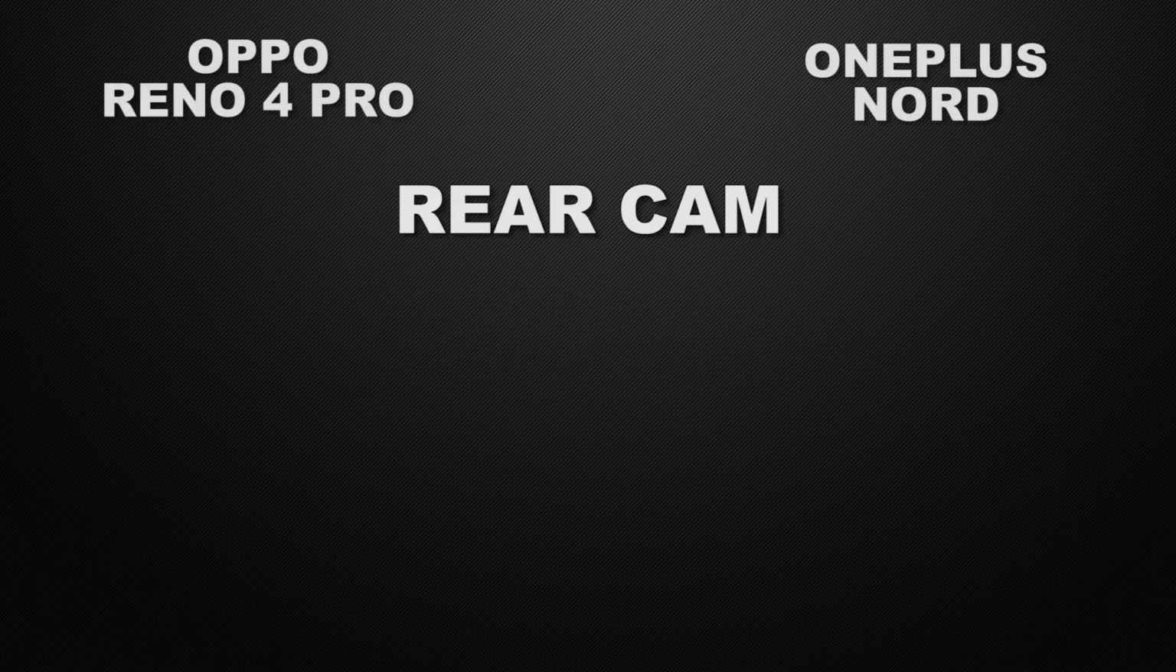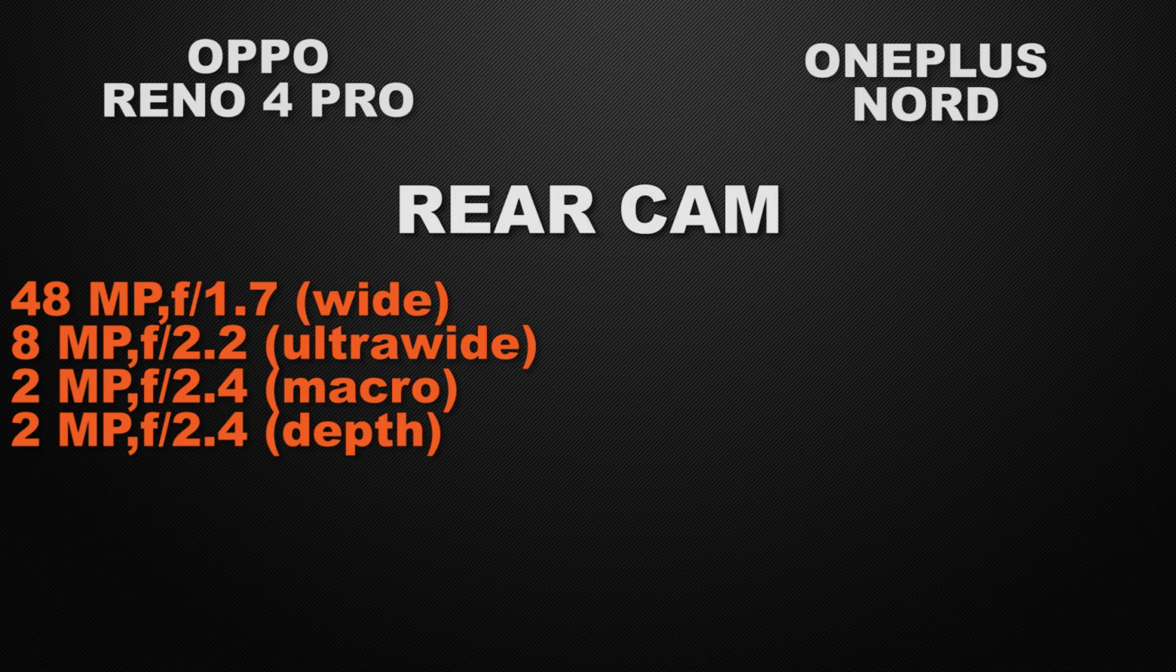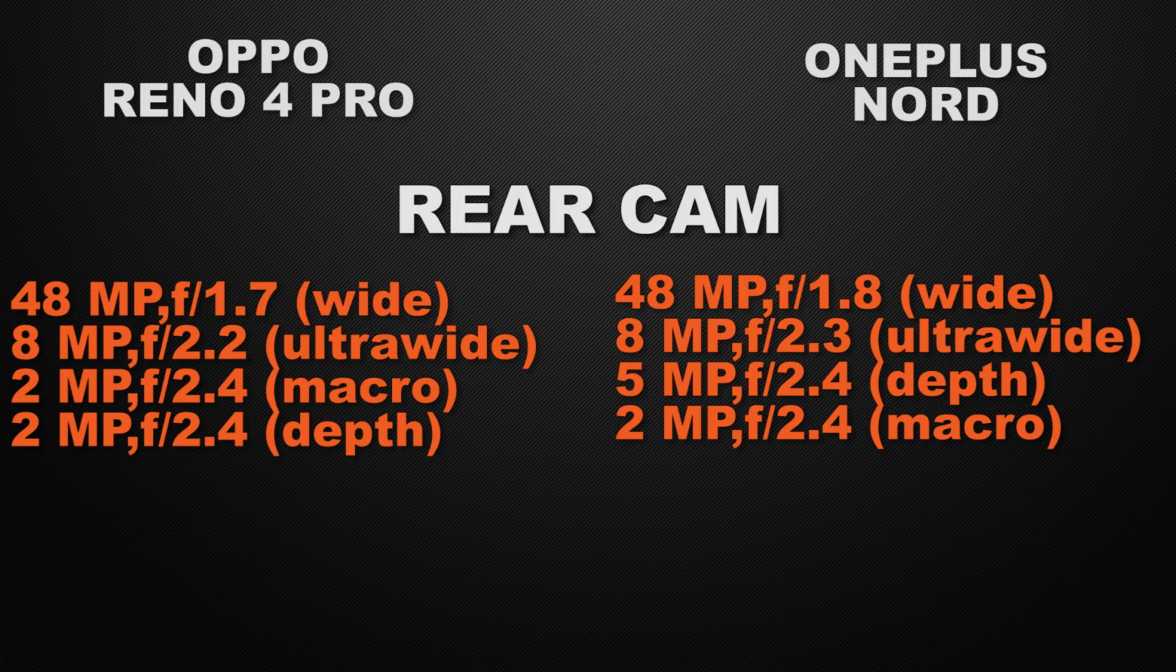Let's start with the main feature of the devices, that is camera. Let's start with the rear camera of the devices. Reno 4 Pro has a quad camera setup: 48 megapixel wide camera, 8 megapixel ultra wide camera, 2 megapixel micro camera and 2 megapixel depth sensor. And Nord has a 48 megapixel wide camera, 8 megapixel ultra wide camera, 5 megapixel depth sensor and 2 megapixel micro camera. So I will call it a tie here because both of the devices have the same camera module.